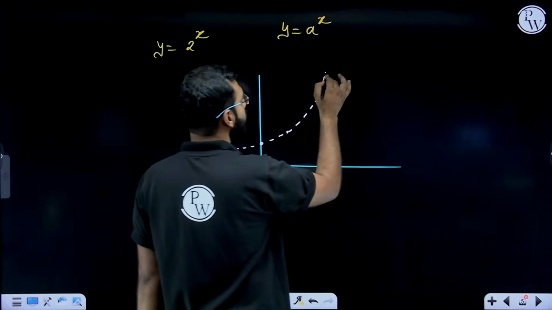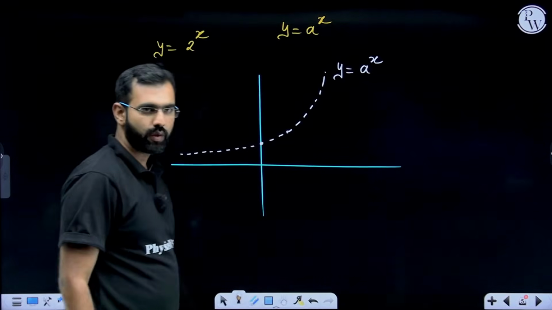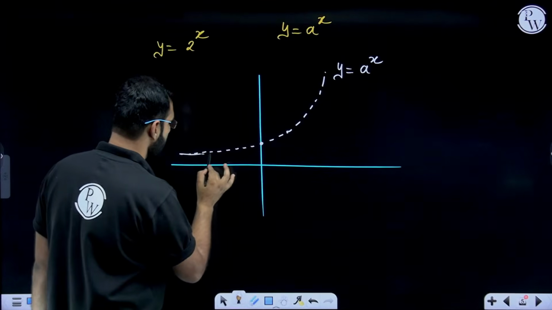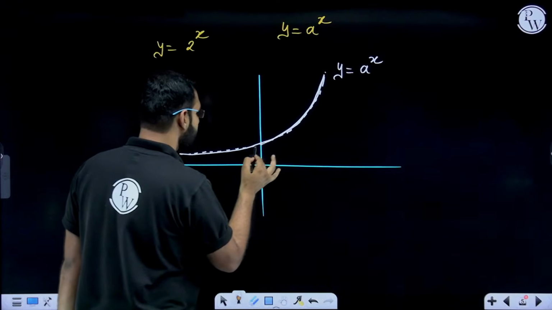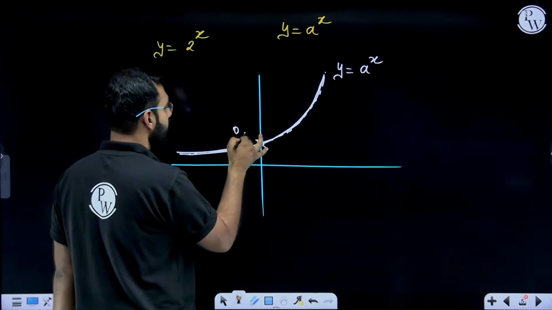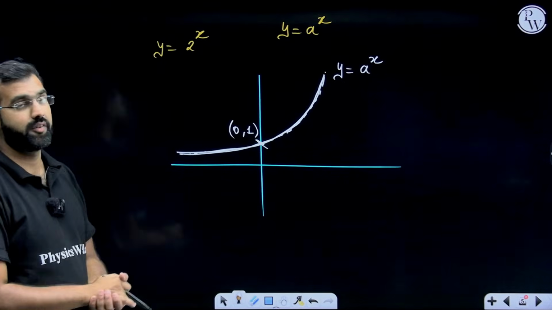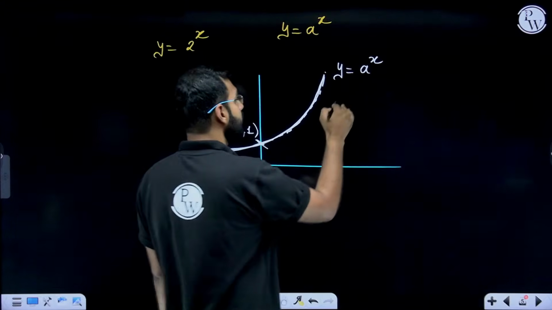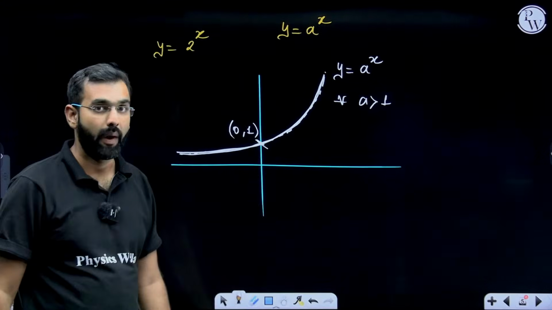This is how you see the graph of y is equal to a to the power x. Which means here, of course, it will not be a dotted line, it will be a continuous function, which means you need not lift the pen up while drawing this graph, and this will be intersecting the y-axis at the point 0, 1. This is the graph of y is equal to a to the power x. Remember, especially when a, the base, is greater than 1. Why did I say so?